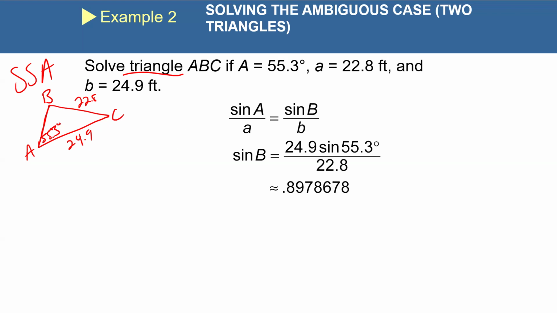And let the calculator do the work. And we get it's approximately 0.8978678. So what does that tell me? That there is a possibility, right? There's a possibility of a triangle.